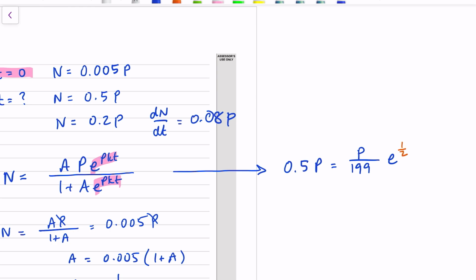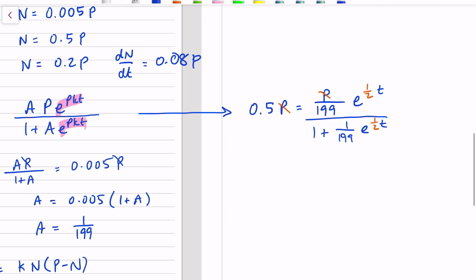A half times t. And then I'm dividing by 1 plus a. Remember, a was 1 over 199. And e to the pkt again. So I've got another pk there as a half. And I'm solving this for t. I can divide both sides by p. Now I've just got one variable there, time. I can solve that and find out the time.